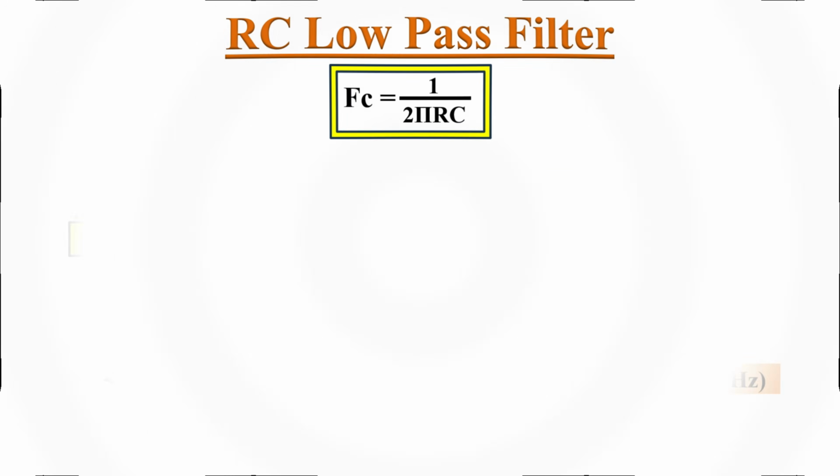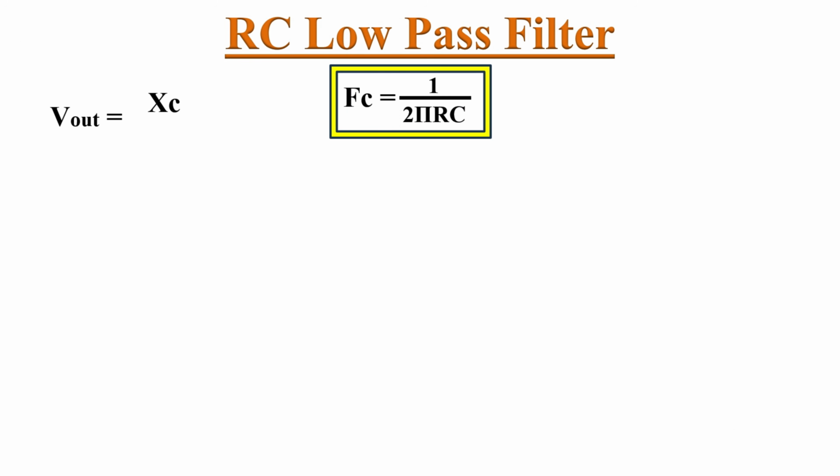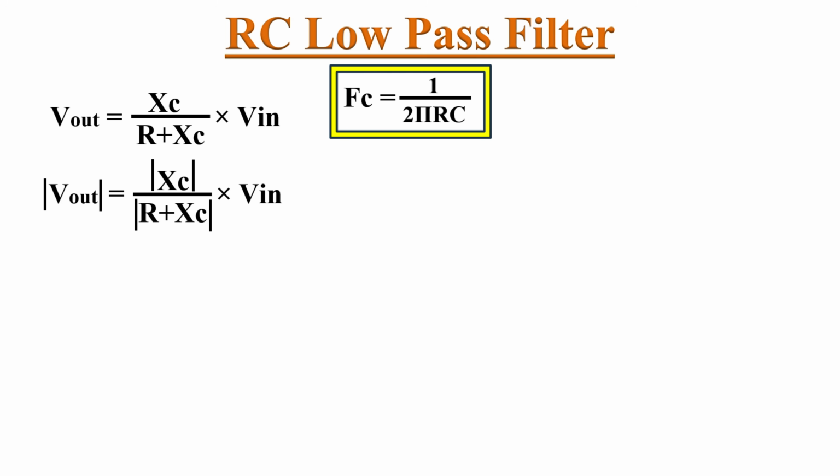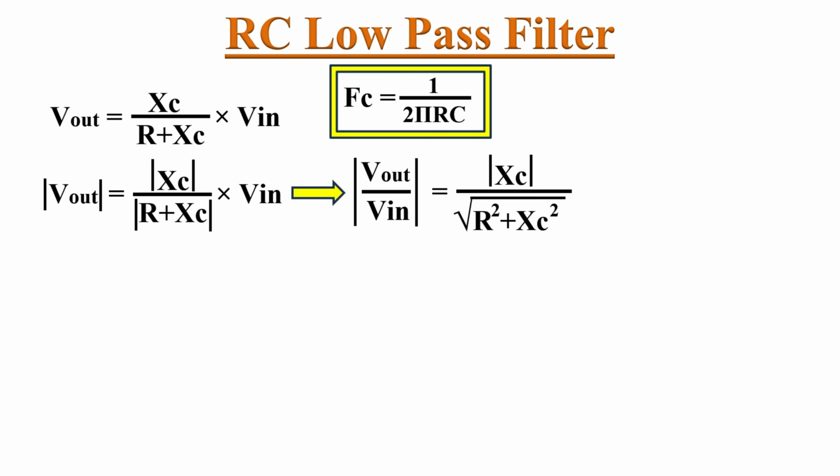So now let's derive this cutoff frequency expression. Earlier we have seen that Vout equals Xc divided by R plus Xc, times Vin. If we only consider the magnitude, then mod of Vout equals mod of Xc divided by mod of R plus Xc, times Vin. Now if we take this Vin to the left hand side, then mod of Vout by Vin equals mod of Xc divided by the whole root of R square plus Xc square. Here we know that Xc equals 1 by 2 pi Fc, which can be written as 1 by omega c.